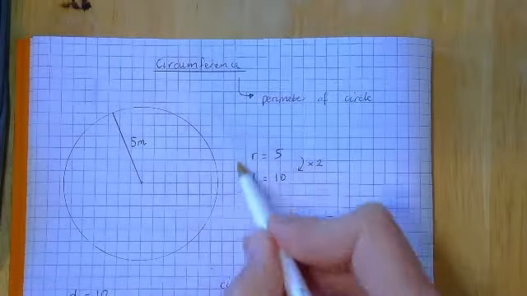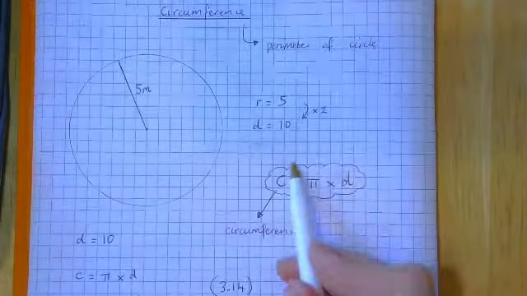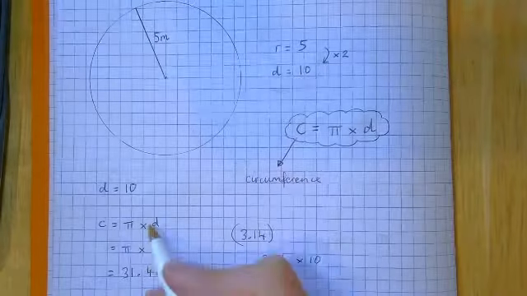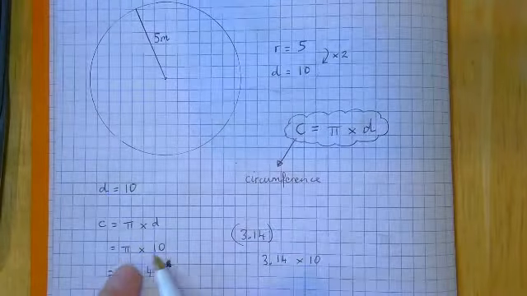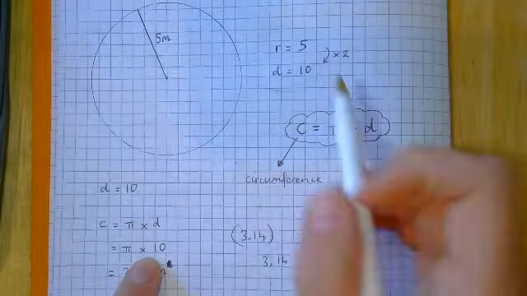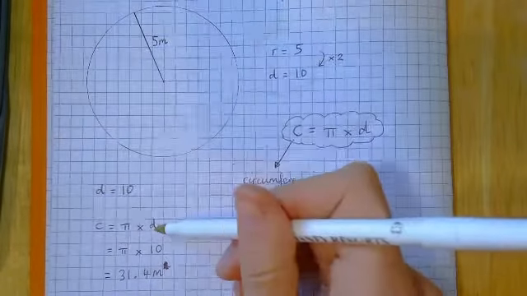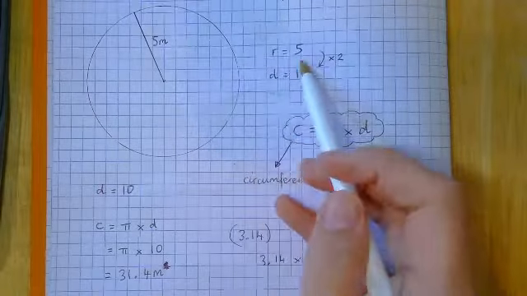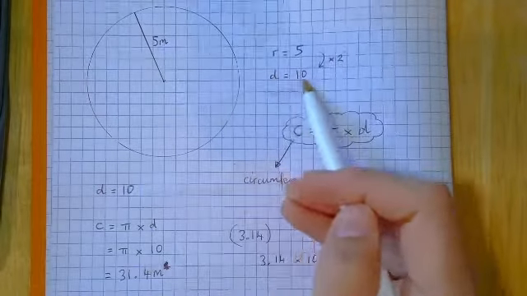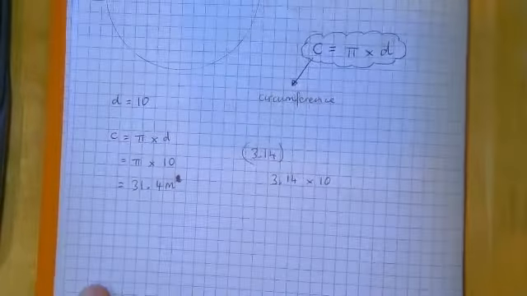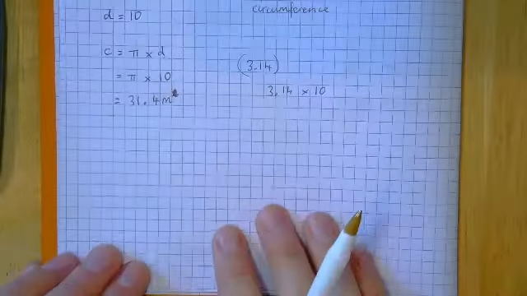Right, so this is step 1. You write your radius and your diameter. Step 2, you write down the formula. Step 3, you put your numbers into the formula. So we'll always have a pi and then we times it by the diameter. Notice that in the question I was given the radius, but I need to use the diameter. So just remember to write R equals and D equals, and then you need to decide which one to use.